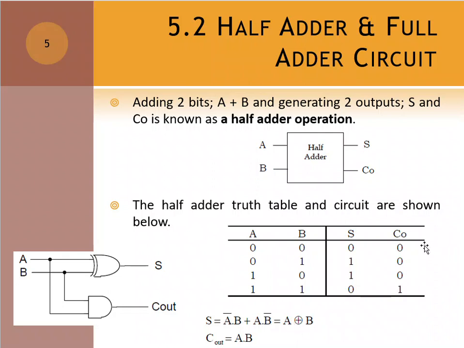Then for the next one, for C out, in this SOP for C out there is only one output 1 here. Then you see what the combination of variables is: A1, B1. So that's why the SOP for C out is A dot B. So that is the expression for sum and C out for the half adder.